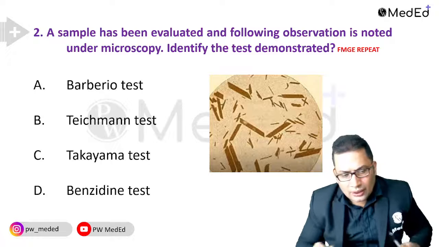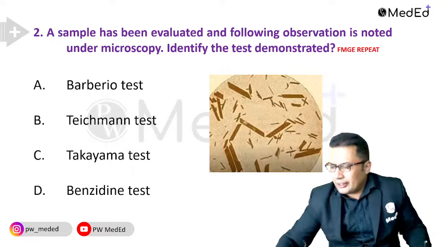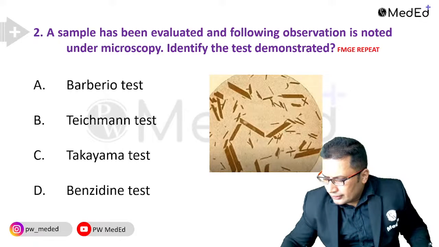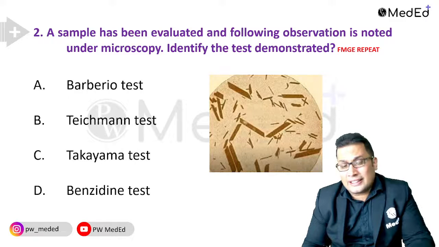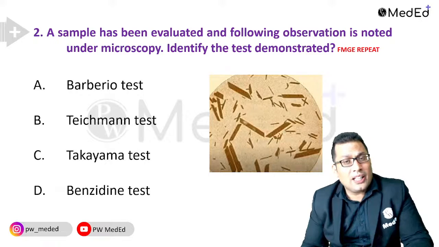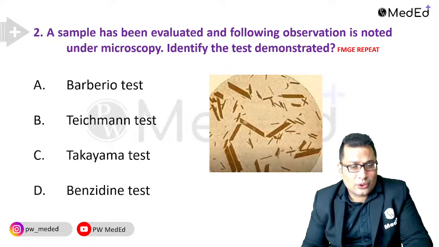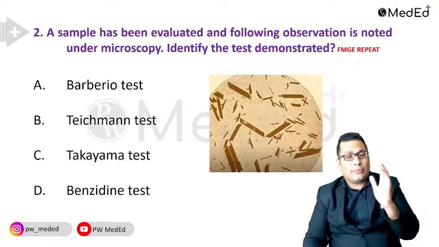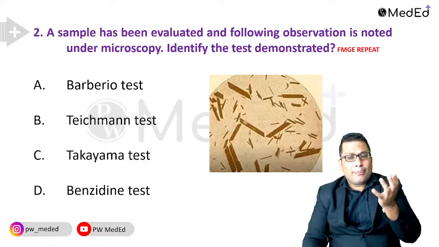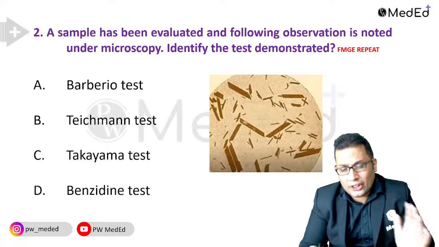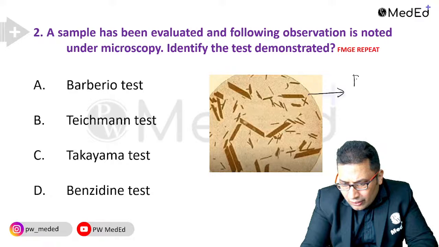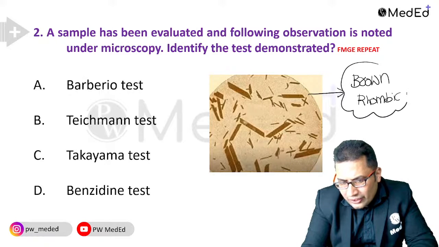Second question. A sample has been evaluated. The following observation is noted under the microscopy. Identify the test demonstrated. What is the finding here? This question is about a sample. Probably it is a blood sample that is given here, showing brown rhombic crystals. What you can see here, brown rhombic crystals.